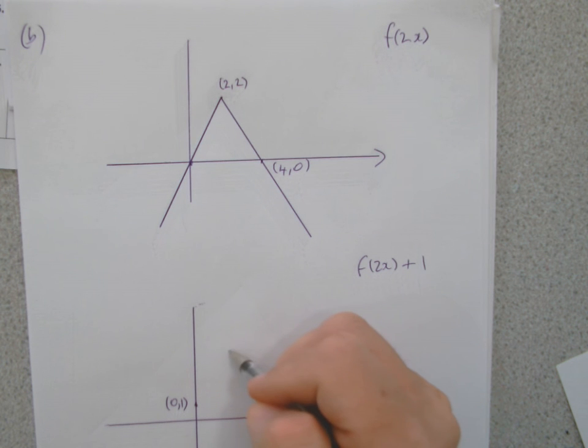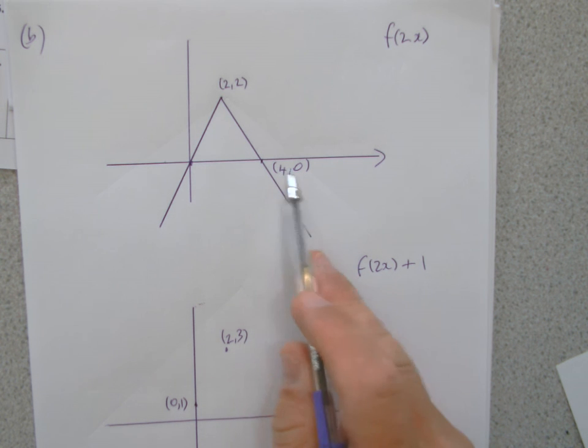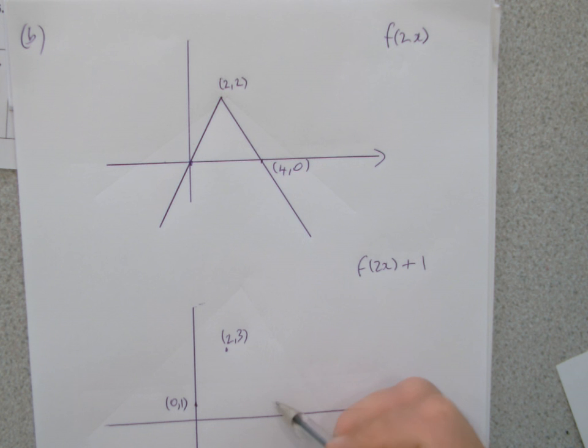The maximum then, we shift that up by 1, well, the x value will stay the same, but the y value becomes 3. And then this here, 4, 0, if I shift that up by 1, I'd end up at 4, 1, wouldn't I? Now, that's not really that important. You don't need to mark that, 4, 1.